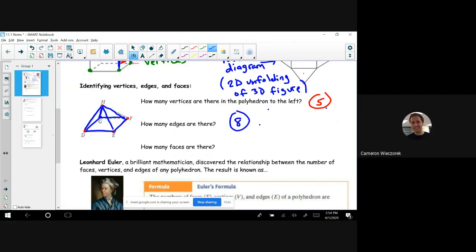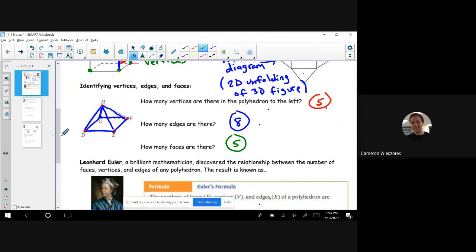How many faces are there? Well, there's 4 triangles surrounding the shape. There's 2 front and back, and there's 2 left and right. 1, 2, 3, 4 triangles, and then I have a square on the bottom. So that gives me 5 faces. That's really just a counting game.